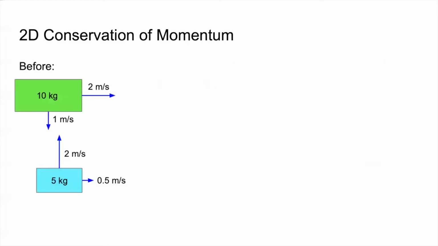So let's suppose that we have a system in which two blocks are in space, and a 10 kilogram block is moving rightward at a velocity of 2 meters per second and downward at a velocity of 1 meter per second. And a 5 kilogram block is moving rightward at a velocity of 0.5 meters per second and upward at a velocity of 2 meters per second.